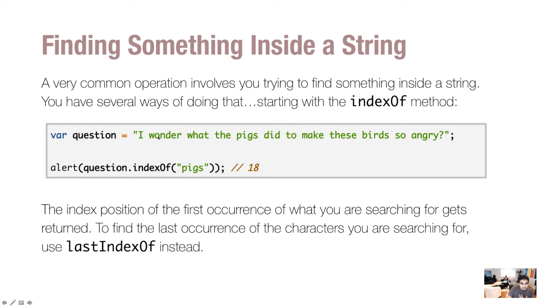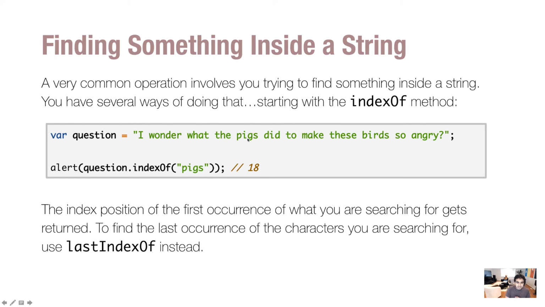So here I have a question: I wonder what the pigs did to make these birds so angry. And it's clearly a reference to Angry Birds. What I want to do here is find out where the word pigs makes an appearance. I'm going to do that by using the indexOf method, which allows you to specify the character or characters that make up the starting point for what you're trying to find. So I'm using the question variable, calling indexOf on it, and passing the full word pigs.